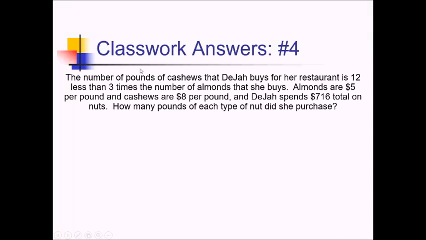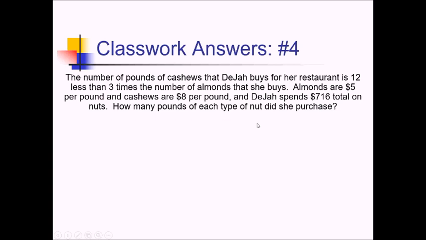For this one, we have: the number of pounds of cashews that Deja buys for her restaurant is 12 less than 3 times the number of almonds that she buys. Okay, that doesn't really tell us a whole lot because we don't know how many almonds she bought. Maybe there's more information, though. Almonds are $5 per pound and cashews are $8 per pound. That seems reasonable since cashews are way better. And Deja spends $716 total on nuts. Based on this, how many pounds of each type of nut did she purchase?